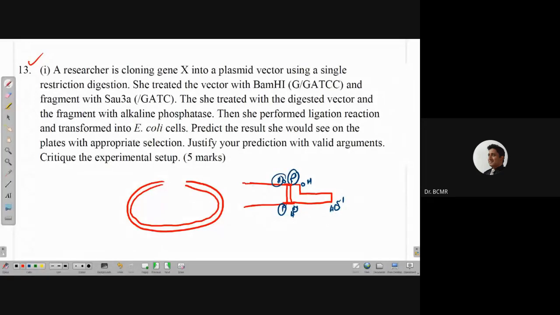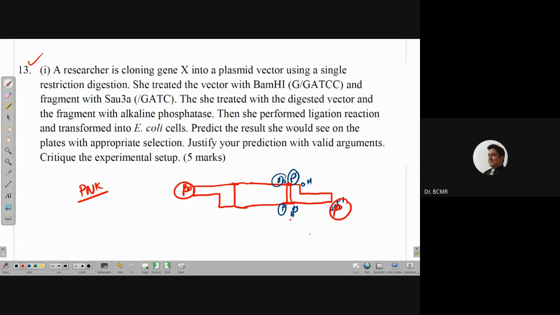Now we will isolate this fragment. Let me erase the rest. We will take the same. Now we have phosphate. These two are sealed like I've shown in this case. Now we have OH, and here also OH. We are now treating using PNK, polynucleotide kinase, which will put a phosphate group here and a phosphate group here. Now we will have the vector. Vector would have the complementary overhangs. So I'll put it like this.